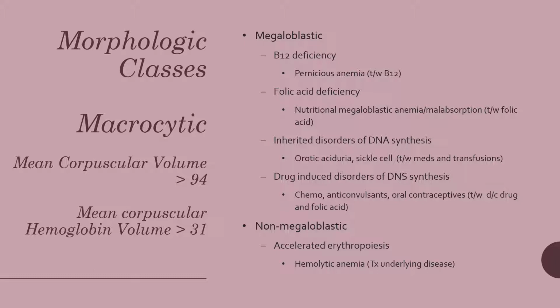Now, there's one other kind of anemia that will show up, and it's not a true megaloblastic anemia, it's non-megaloblastic. For whatever reason, the body is speeding up its erythropoiesis, which is the breakdown of worn out red blood cells. So we're kind of destroying those red blood cells more quickly than we should be. And the real treatment for this is going to be to treat whatever other disease is leading to this accelerated erythropoiesis.